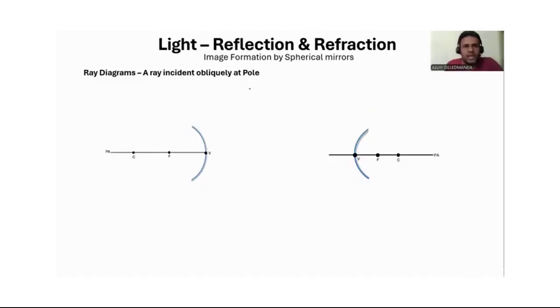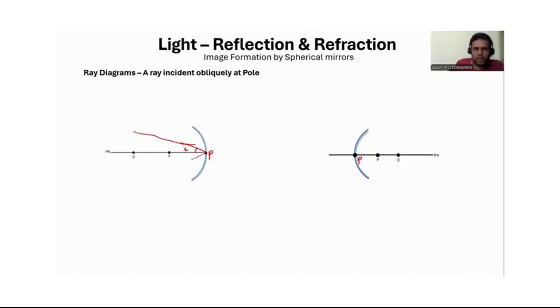Now let's look at this. A ray incident obliquely at the pole. So what is the pole? This is the P. This is the pole or the center of the mirror. Now, if a ray is incident at some angle, right? So with freehand, so bear with me. So this is the angle of incidence. So what will happen? This is the normal, right? The line passing through this is the normal.